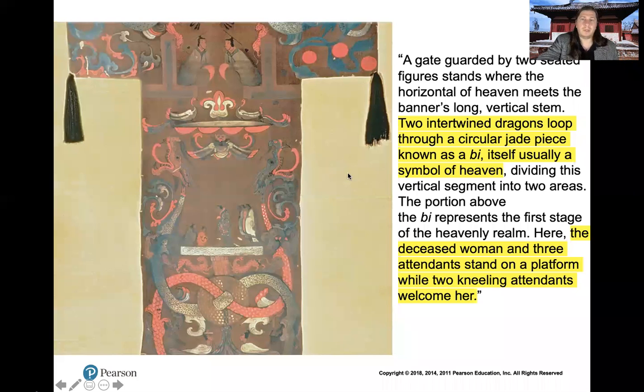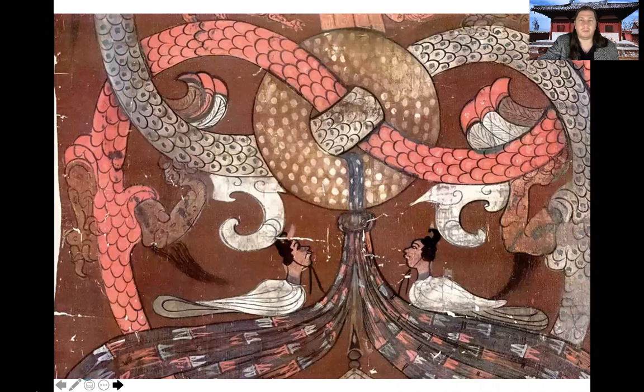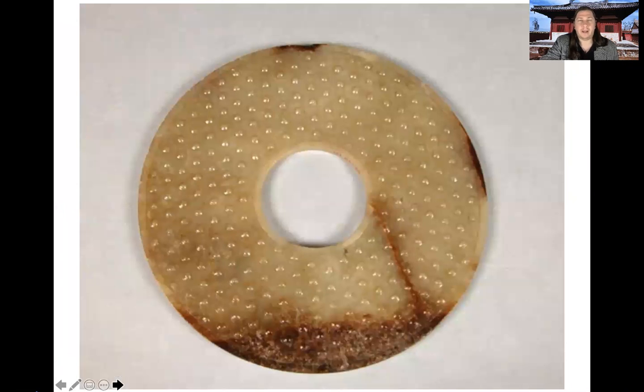Okay, so yeah, this is the earthly realm. You got the circular jade piece known as the bi, with the dragons intertwined in it. This is a close-up of it there. So the bi is that circular shape that the dragons are kind of nodding through, and there are little bumps on it that represent like a texture that an actual bee would have. This is kind of an example of one.